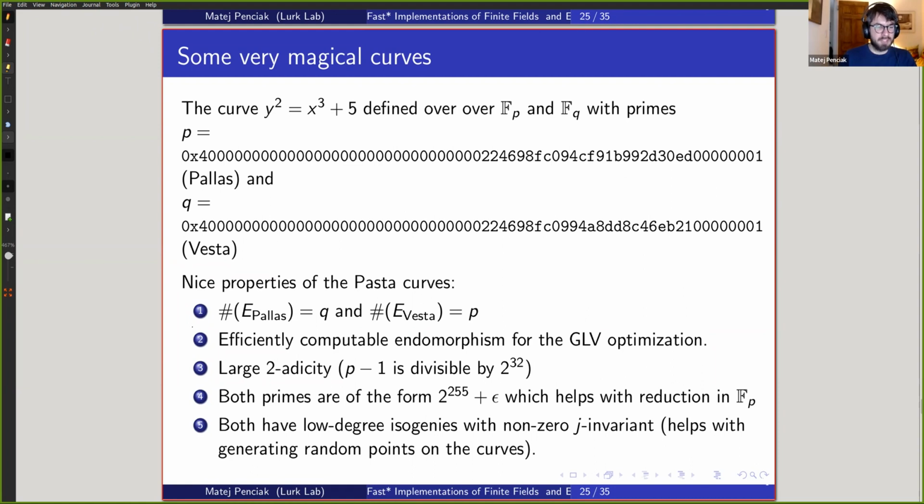And as we saw before, they have an efficiently computable endomorphism, and they have some other nice properties like a large two-adicity, which helps when you're going to be doing some fast Fourier transforms in some protocols. The primes are of the form 2^255 plus some small quantity, which helps reduction modulo p to be very efficient. And then this last property about having low degree isogenies allows you to generate random points efficiently.